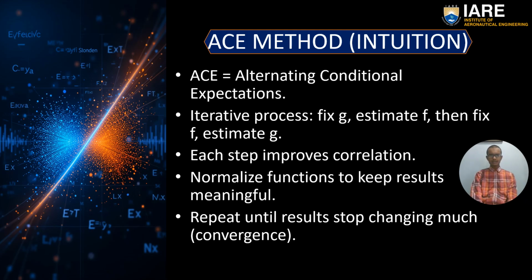At each step, the functions are normalized to make results meaningful. Basically, the idea is like two people taking turns adjusting their positions until both are perfectly aligned. This iterative adjustment process allows the algorithm to uncover the nonlinear relationships hidden in the data.